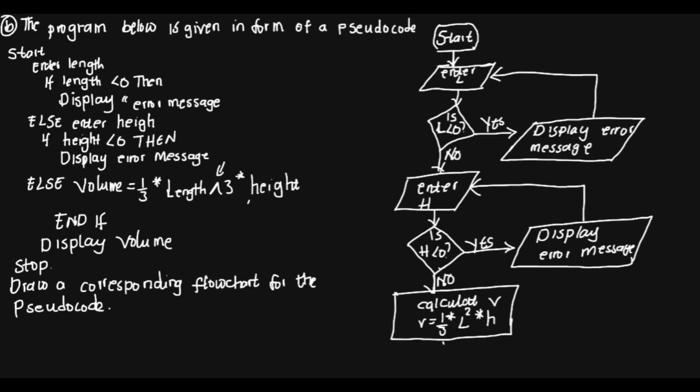So after that, we need to have now display volume. So since we have calculated, we'll say display volume. So this volume is also the output. We use this one. Then from there, you just now stop. So this should be written below this arrow here. I've just run out of space.